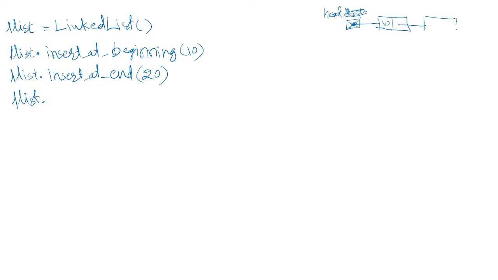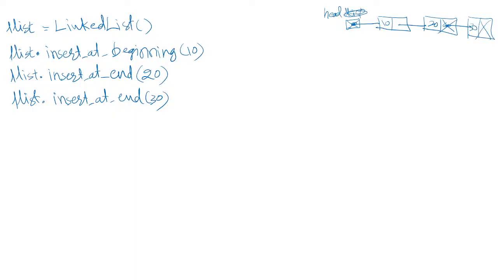Okay, then 20 is added at the end, like this. It creates the linked list in this fashion. Okay, so if you add one more element at the end, insert at end 30. One more element 30 will be added at the end. Like this, the list is created.